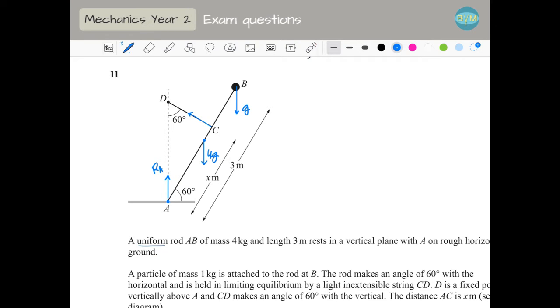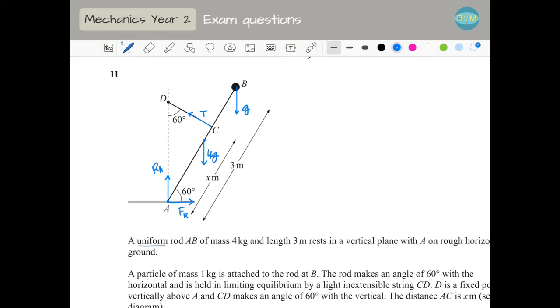So the reaction at A, and I have a friction. The rod is not moving, but if I didn't have friction, and this was very slippery, this would slip down that way. So the friction is against that tendency of motion. It is what is stopping it from slipping down. So these are the forces acting on the rod, and I need to find this tension here.